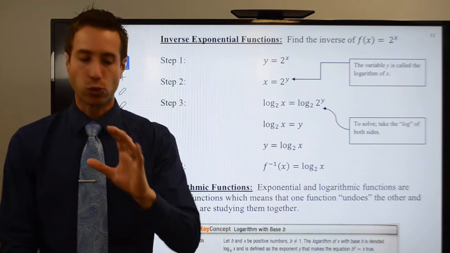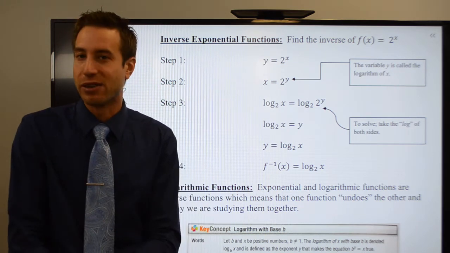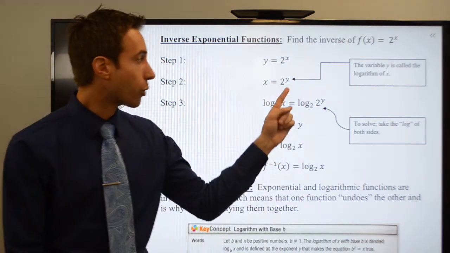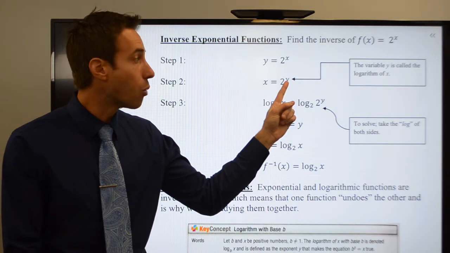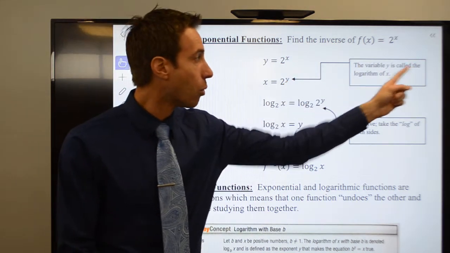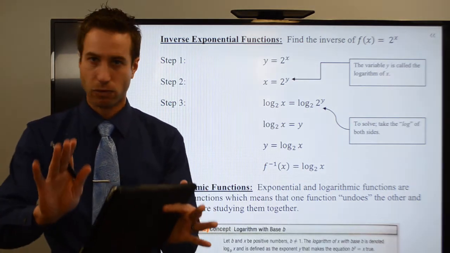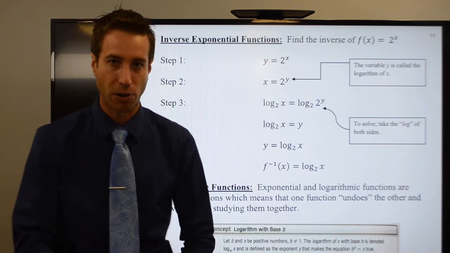Now, here's where our definition of logarithms comes in. If you're sitting there thinking, I don't even know what a logarithm is, here you go. A logarithm is going to be that exponent. That's what we call y. The variable y is called the logarithm of x. Very, very simple. Stick with me. I'll show you exactly how this works. I promise it'll make perfect sense.